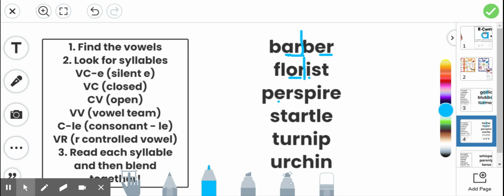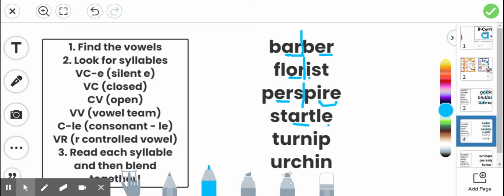Next we have E, I, and E. Here is ER, they're going to stay together. And I notice I have an IR, but there's an E there. So instead of this being an R-controlled vowel, this is actually the silent E syllable. In between, I have two consonants, so I'm going to separate. So we have pers, pire, perspire.